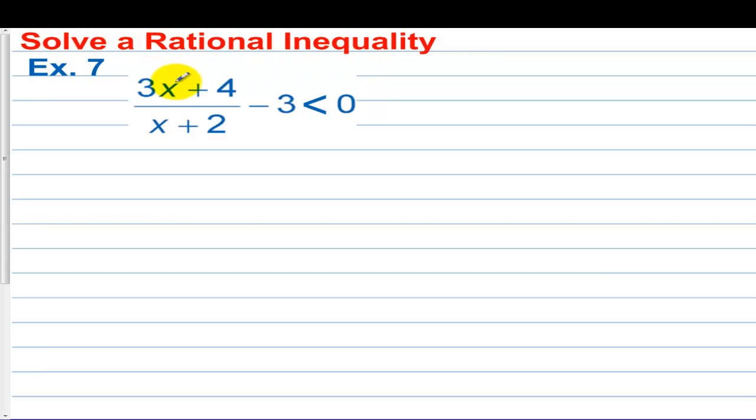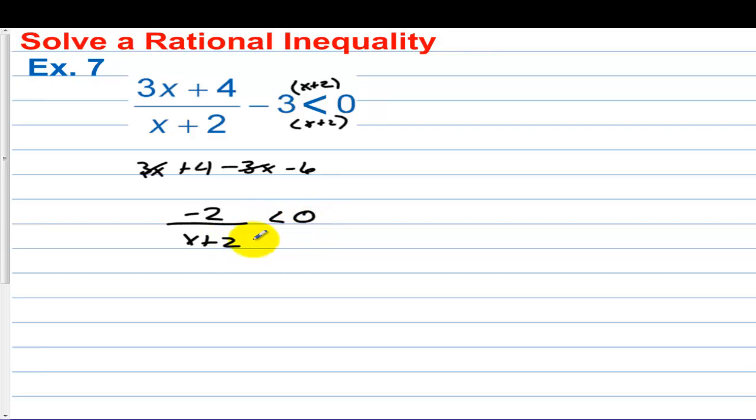Solve a rational inequality. 3x plus 4 over x plus 2 minus 3 is less than 0. We need a common denominator. So we'll multiply by x plus 2 over x plus 2. On top we have 3x plus 4 minus, we'll distribute the negative 3, minus 3x minus 6. And then we have negative 2 over x plus 2 is less than 0.